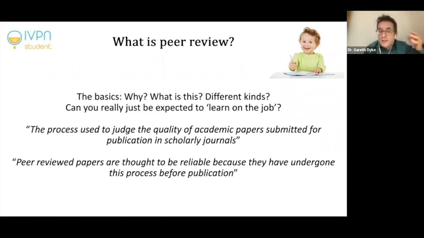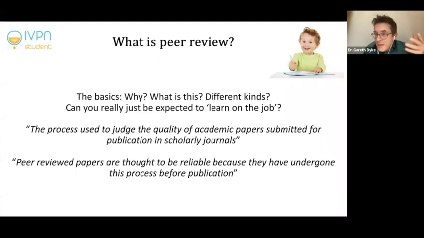The process that academic journals use to judge the quality of academic papers submitted for publication. So, it's a process through which submissions to international journals, manuscript submissions about pieces of research go through before they get published. The process, peer review, is the process that we use to judge the quality of academic papers submitted for publication in scholarly journals.